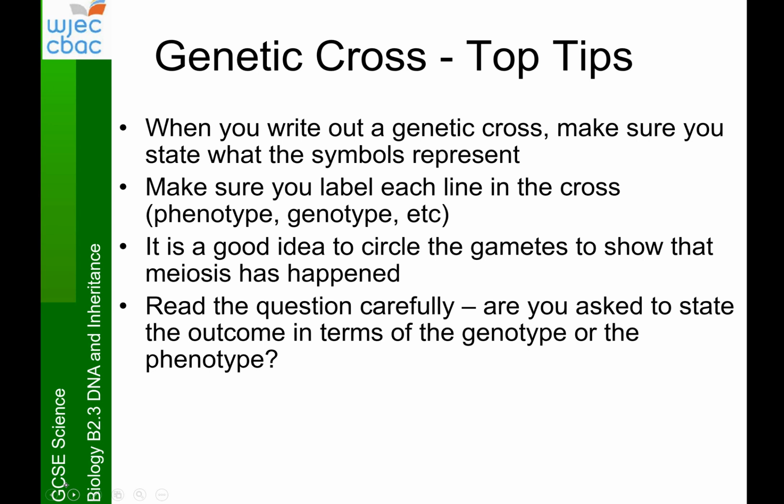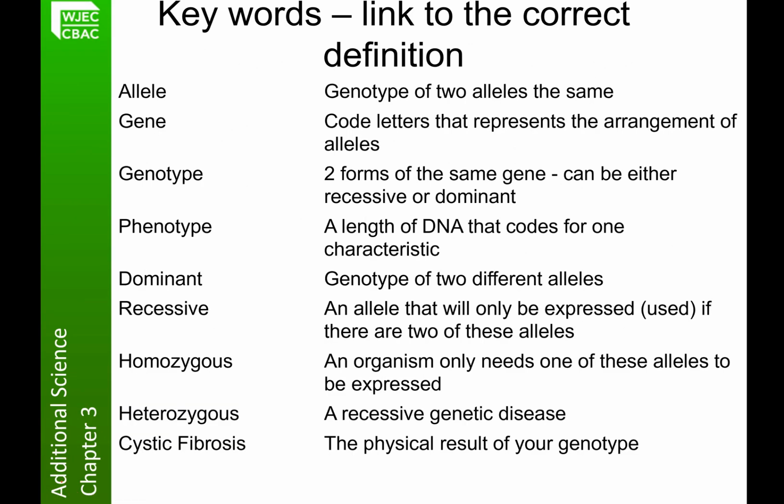And for your genetic crosses, your top tips when you're doing these grids are to make sure that you state what the symbols represent. Try and use a letter which is obviously different when written as a capital and a lowercase, so you don't get confused. Make sure you label each line in the cross with the phenotype and the genotype. Circle the gametes to show that meiosis has happened, and read questions carefully.